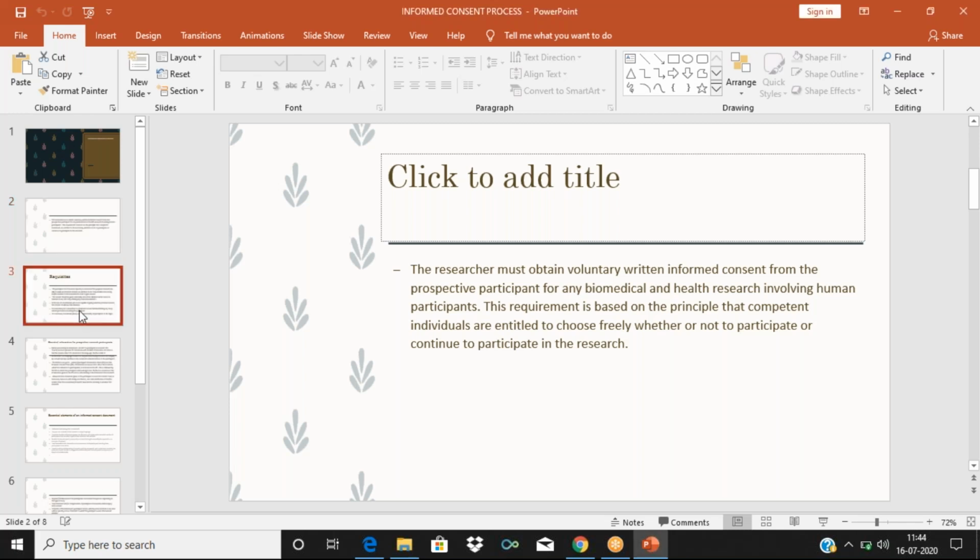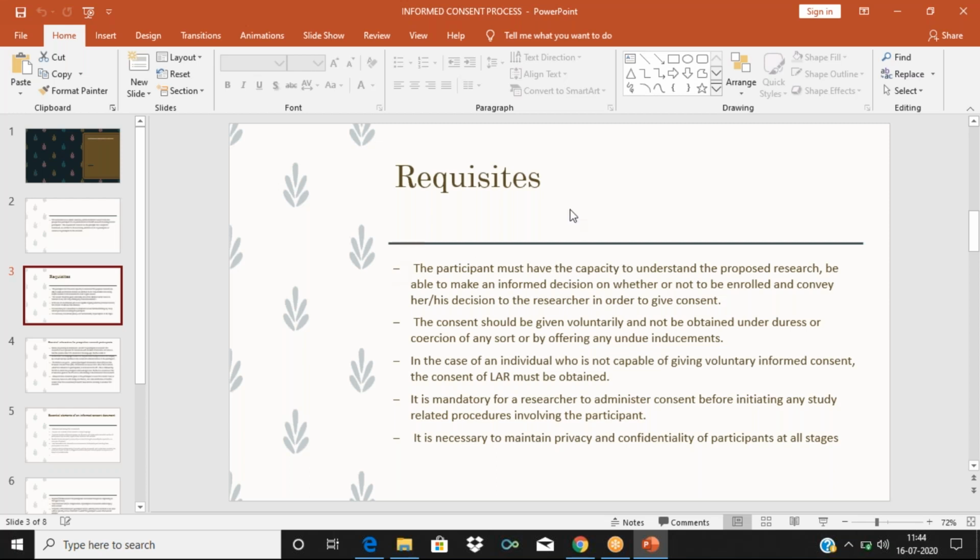Next, what are the requirements for getting informed consent from a participant? The participant should have the capacity to understand the proposed research and should be able to make an informed decision on whether or not to be enrolled, and convey her or his decision to the researcher in order to give consent. So the participant should be competent.